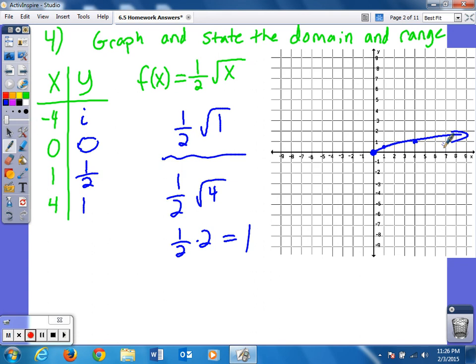So for the domain, we cannot have any negative numbers here. So we could say all non-negative real numbers, or we could say x is greater than or equal to 0, or we could say we need positive numbers and 0. Those would all be acceptable. Same thing for the range. So the range, the y values start at 0 and go up from there. We just can't have negative y values.